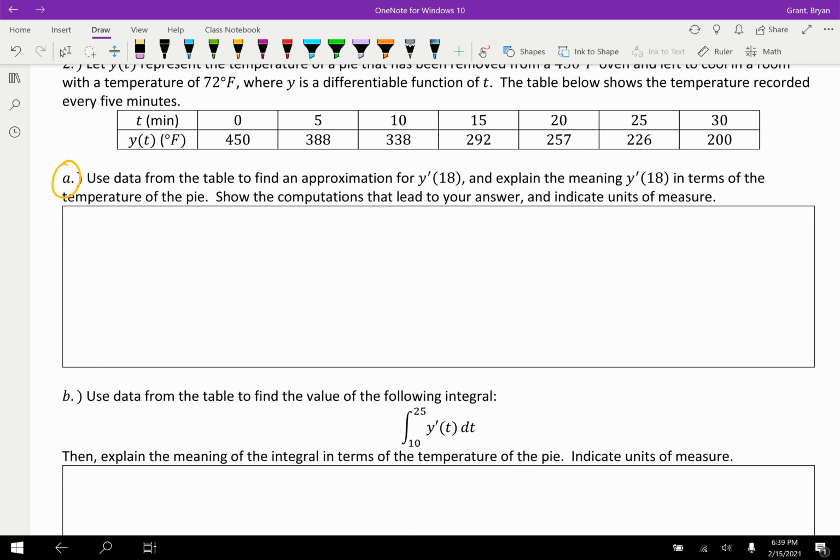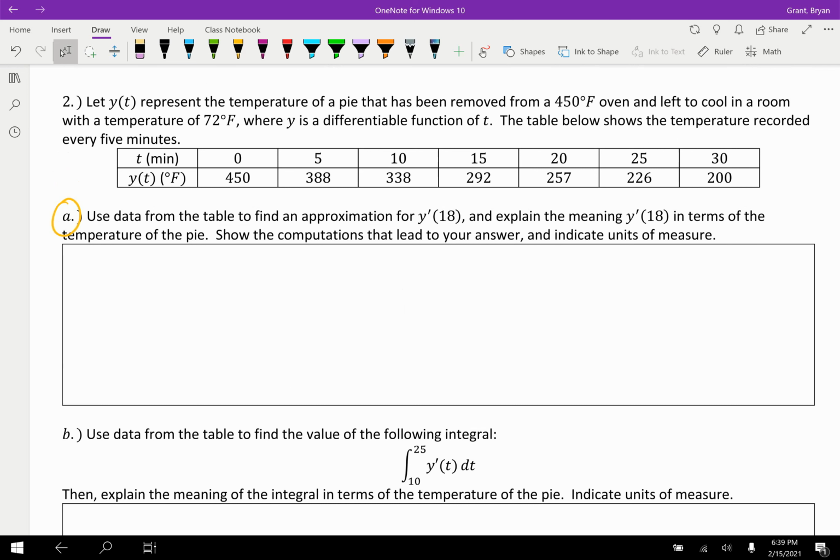But what are we going to do? Well, first we're going to understand this problem, and then we're going to talk part B. So, let y of t represent the temperature of a pie that's been removed from a 450-degree oven and left to cool in a room with a temperature of 72 degrees Fahrenheit. Y is differentiable, temperature recorded every 5 minutes.